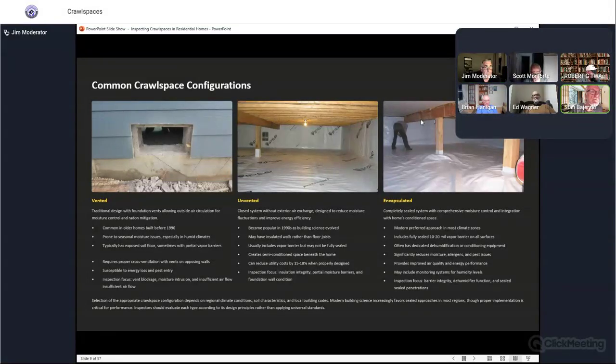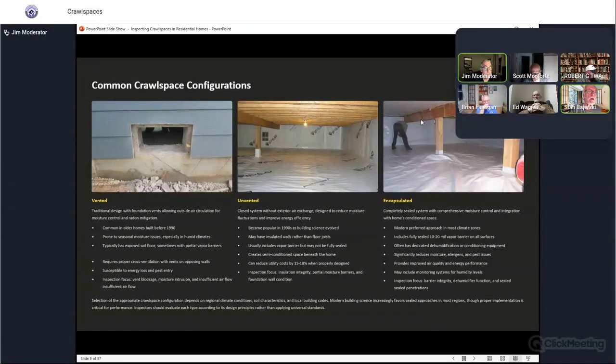Traditional design with foundation vents allowing outside air circulation for moisture control and radon mitigation. Common in older homes built before 1990. I'll attest to that. Prone to seasonal moisture issues, especially in humid climates. Typically has exposed soil floor, sometimes with partial vapor barriers. So what I used to see was some plastic just laying on the floor, didn't cover everything.